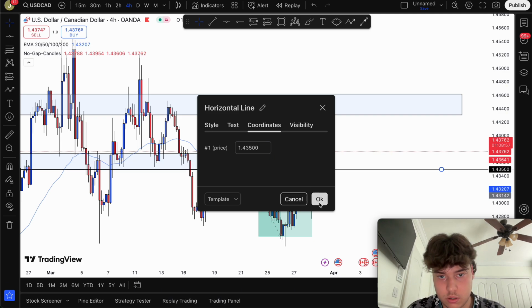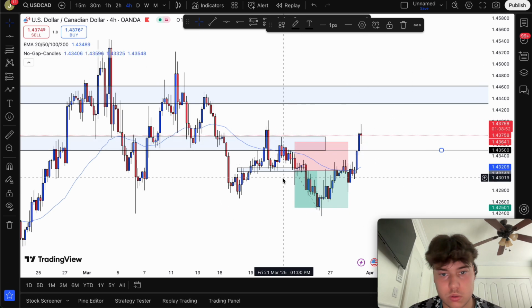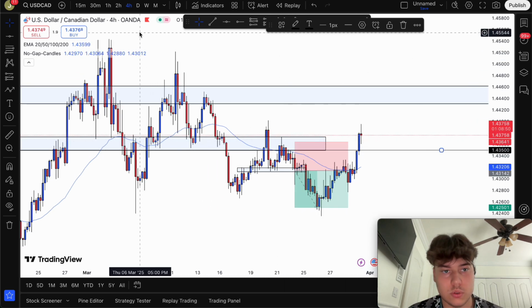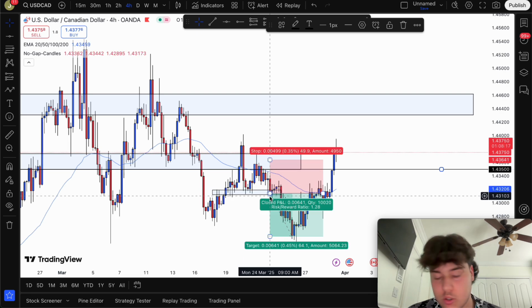$1.3500. So that was a round psychological level as well. It was an added confluence. So then we created this left head right shoulders pattern, and I waited for the break of the neckline and the retest to get in.